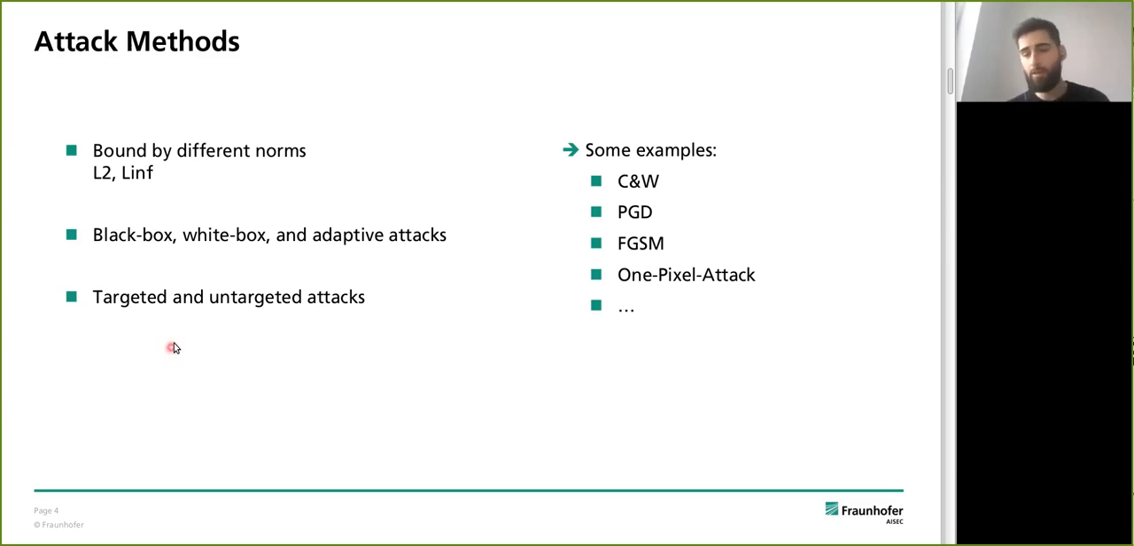Attacks can either be targeted or untargeted. So the attacker can either just flip the output of the neural network to another class, or he can precisely say to which class the current input should be classified as. Some attack examples on the right-hand side, for example, the Carlini-Wagner attack, which is considered to be the most powerful white box attack, or for example, the one-pixel attack, where the authors show that only changing one input pixel in an input image sometimes is enough to create adversarial examples and fool the attacked neural networks.